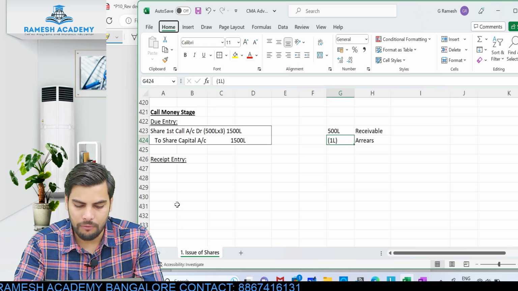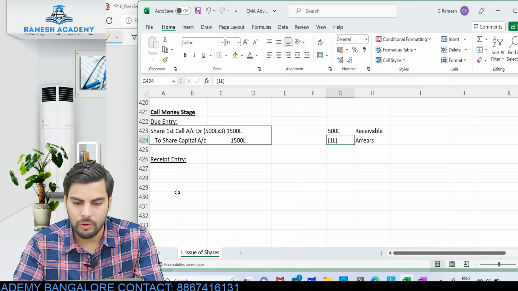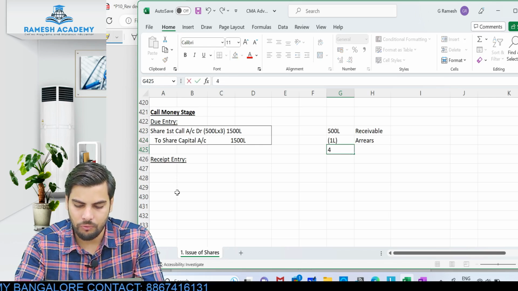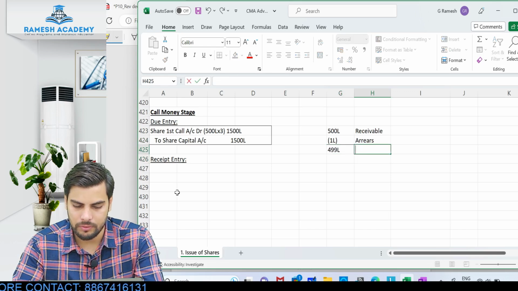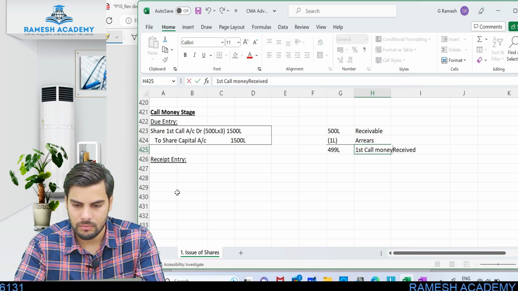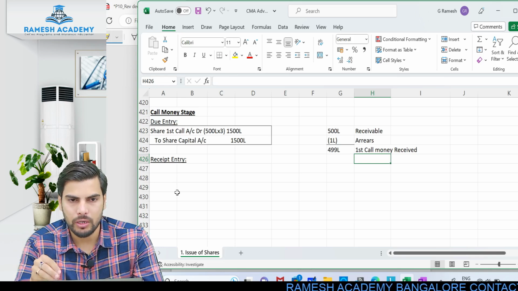Okay, so effectively the first call I would have received to the extent of what? I would have received the first call to the extent of 499 lakh shares. Okay, so actually received, or you can say first call money received. So they have clearly mentioned that out of 500 lakhs, one of the persons was holding 1 lakh shares, he did not pay this particular first call.